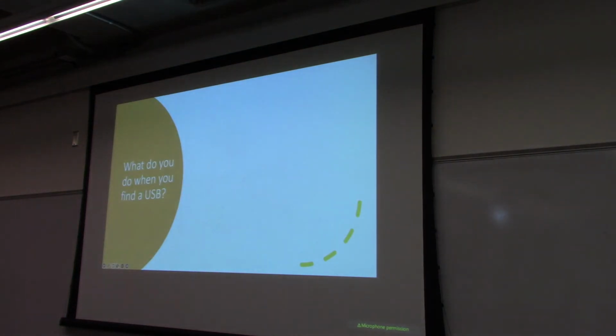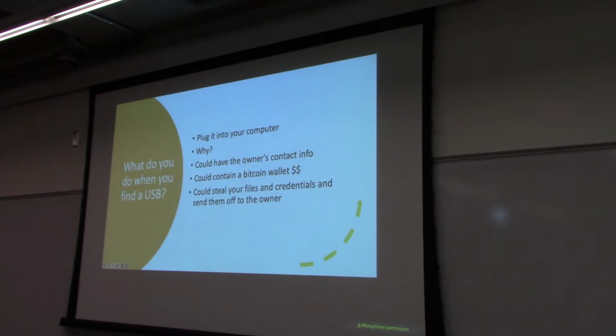So, question, what do you do when you find a USB lying on the ground? Plug it in. Plug it into your computer. Yes. Of course. Why do we do this? It could have the owner's contact information inside of it, so you can return it to them. It could also have a Bitcoin wallet on it. It could have a lot of money. You want a lot of money. Alternatively, it could steal your files and credentials and then send them to the actual owner. So it's a risk of one type of attack.